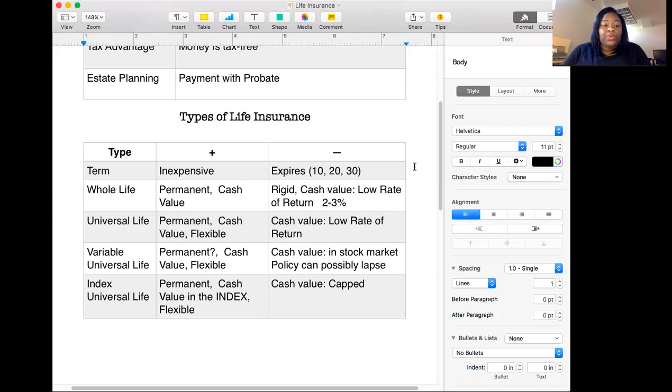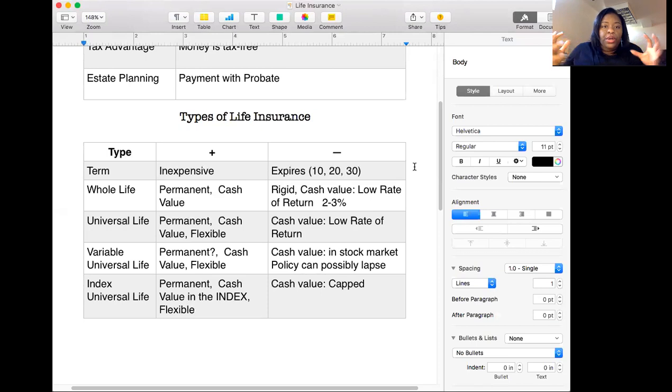Then what they came out with was the Index Universal Life, also known as an IUL. You can look them up online, IULs, and they're permanent. They have cash value, and they're flexible, but their cash value is inside of an index. And so what that does is that as the stock market goes up, your money goes up. But when the stock market crashes, your money stays the same. So it just locks in, and then it waits for the stock market to go back up again. Bam, stock market goes up, your money goes up. Stock market crashes, your money stays the same.